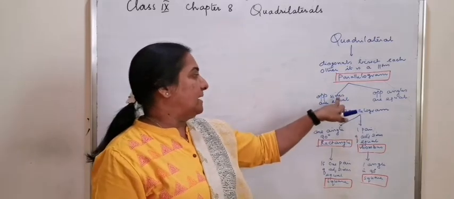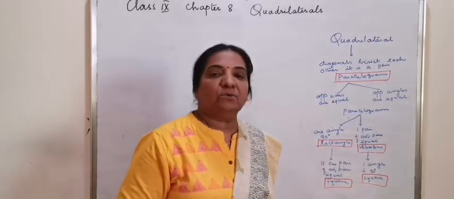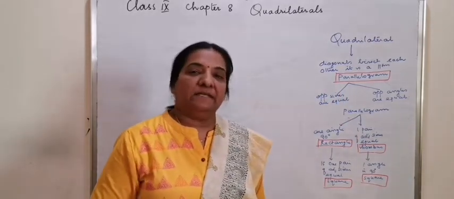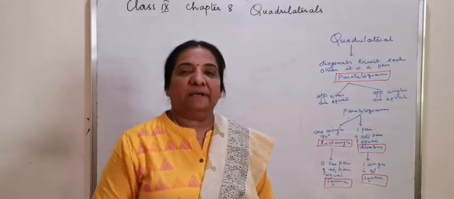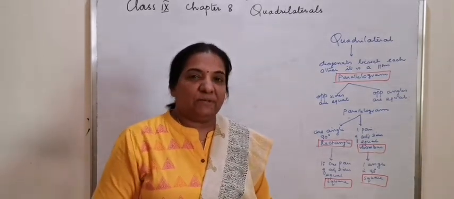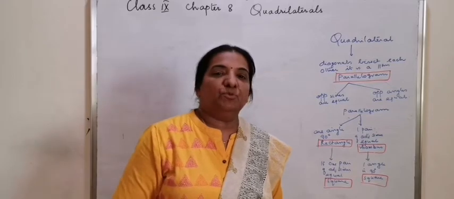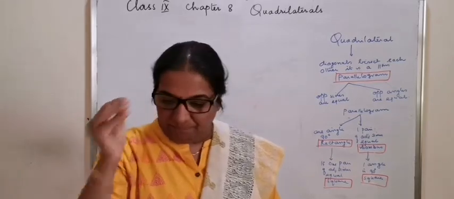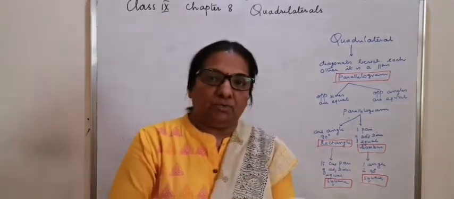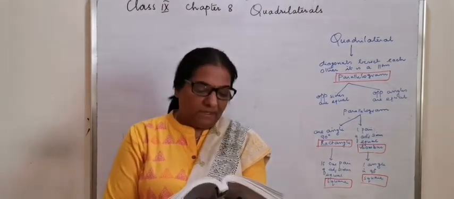And the properties of a parallelogram: opposite sides are equal and opposite angles are equal. If you keep this in your mind, the exercise questions will be very simple. Let's move on to question number 1. Exercise 8.1, question number 1.